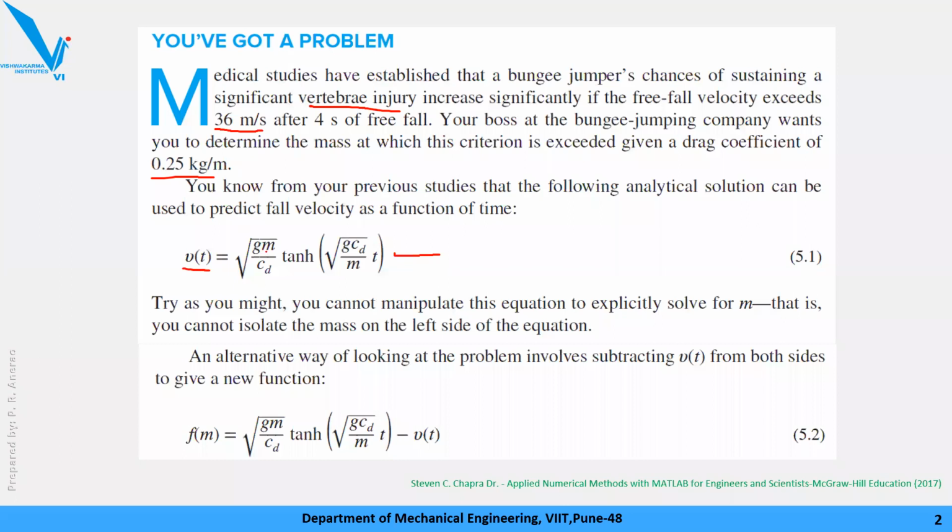Our aim here is to put a restriction on the mass or weight of the jumper, so that if the weight is more than that, he might be susceptible to spine injury. So our aim is to find out how much the mass should be so that the terminal velocity of a jumper will not exceed 36 meters per second. This value is known to you, or we need to plot the function with respect to m.